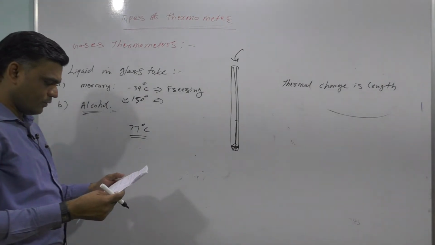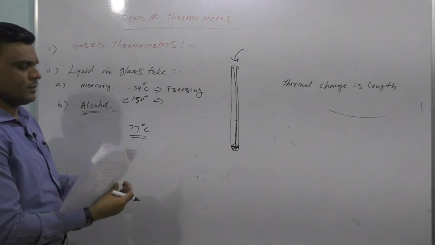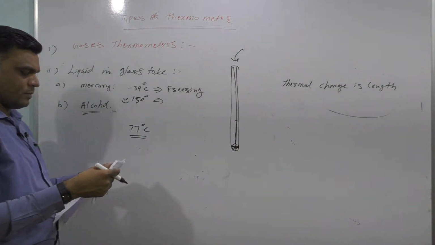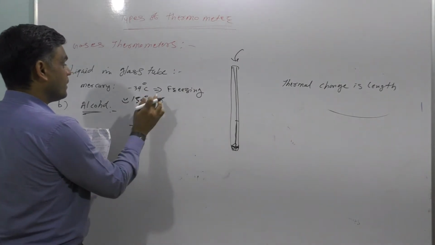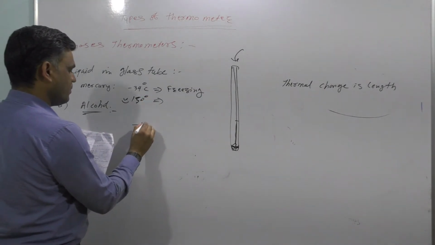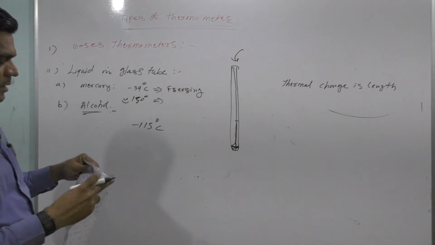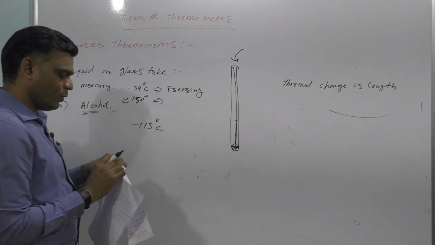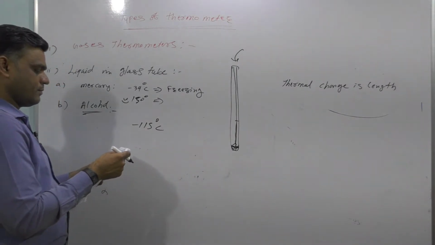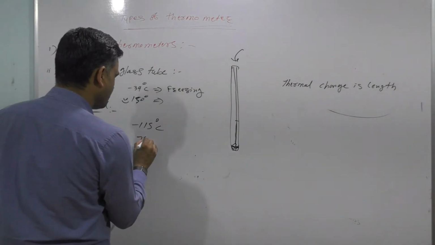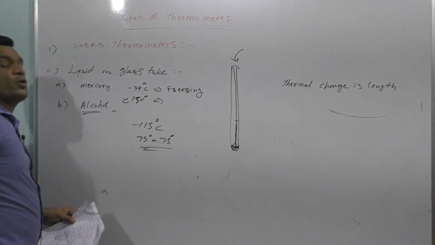The freezing point of the mercury is minus 150, not a minus 150 degree. It's too much small. And the boiling point is 75 or 77 approximately, to 75 according to their purity.